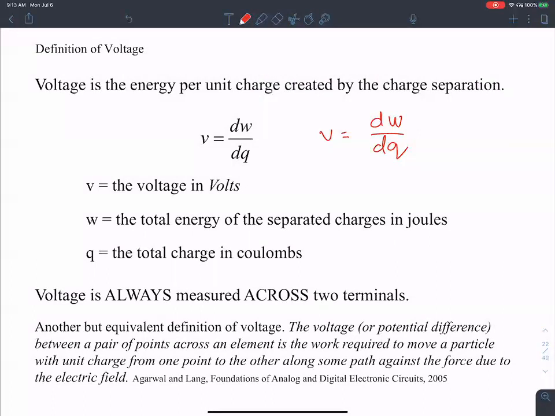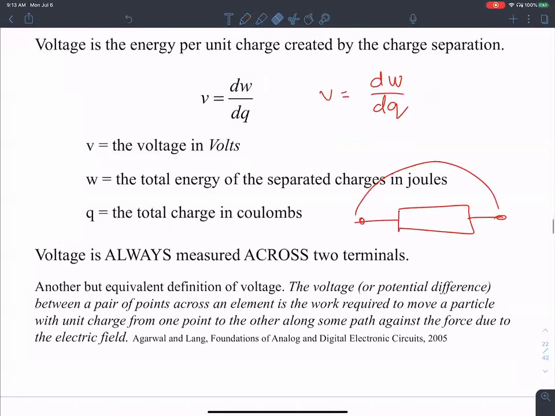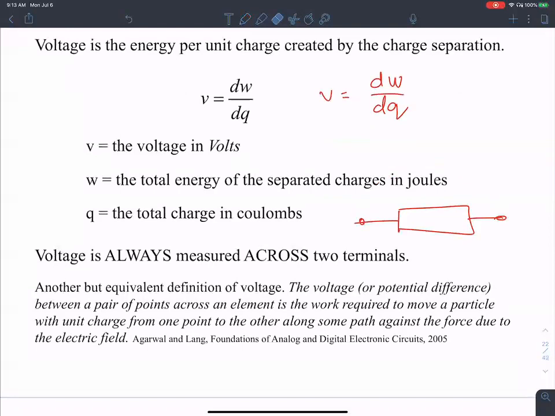V is the voltage and W is the total energy of separated charges in joules. Q is the total charge in coulombs, okay? V is always measured across two terminals. If I have a device, voltage is measured across these two terminals. What's the voltage between these two terminals? So it's always measured as a potential difference between two terminals. You cannot define potential at one terminal. There has to be some reference, okay?